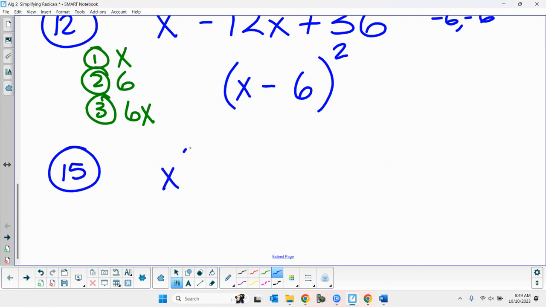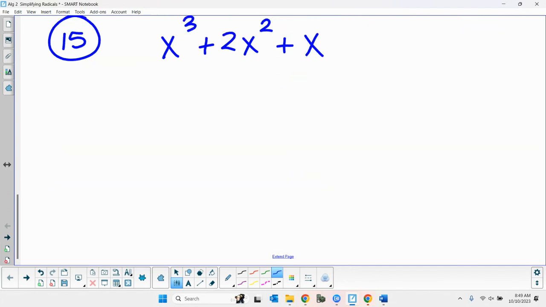X cubed plus 2x squared plus x. Is there a greatest common factor? Ryan? X. Yes, thank you. So pull that x out first. X cubed divided by x is x squared. 2x squared divided by x is 2x. X divided by x is 1. There was 3 terms we started with. So there should be 3 terms in our parentheses when you take out the GCF.